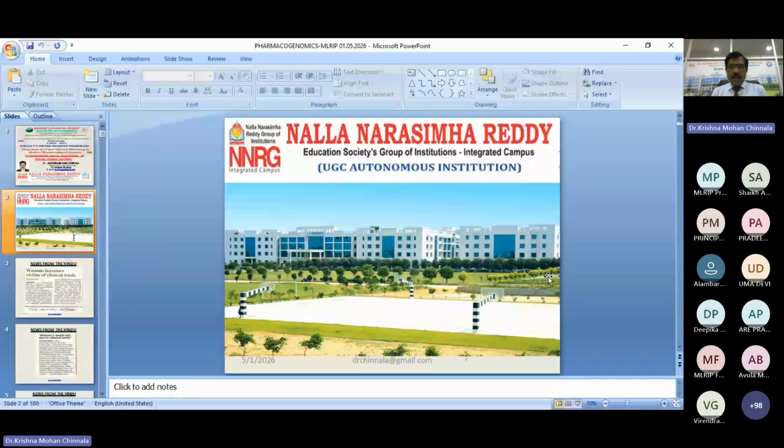So, as everyone said, I am working at Nalla Narsareddy Group of Institutions as a professor and dean for the last 12 years at the School of Pharmacy. Ours is an integrated campus consisting of School of Pharmacy, School of Engineering, and School of Management Sciences. Recently, School of Pharmacy got NBA accreditation also. Ours is an autonomous institution, of course, NAAC A plus accredited. And we will go into our topic.